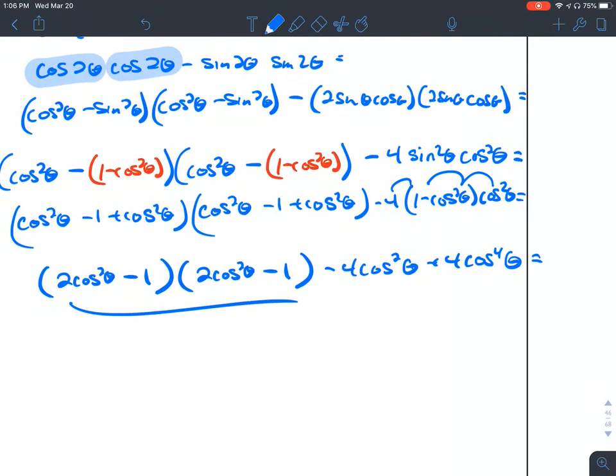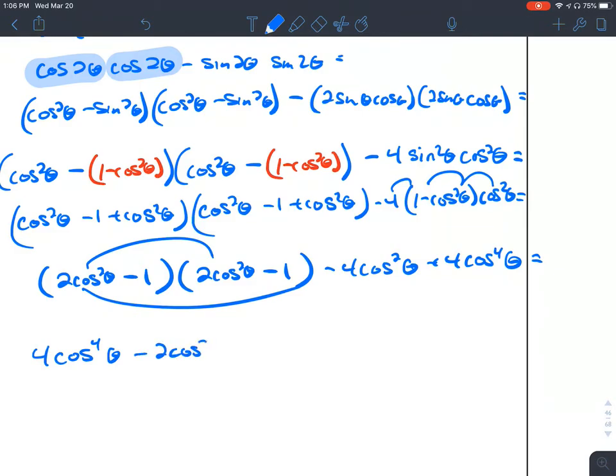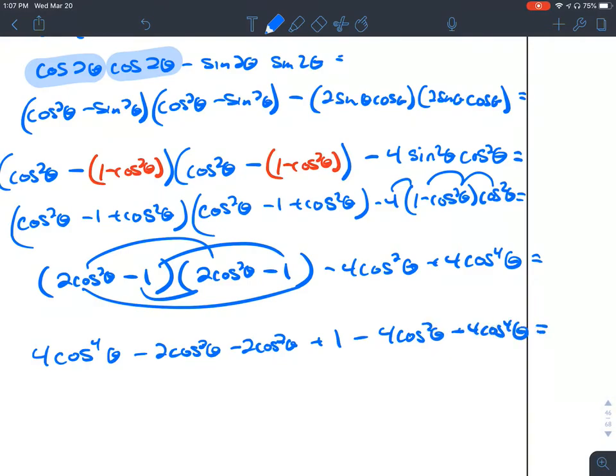Multiplying this out, we're going to do the FOIL method, box method, distributive property, whatever you kids are calling it these days. Multiplying this, I get 4 cosine to the 4th of theta. Multiplying here, I get minus 2 cosine squared of theta. Multiplying here, I get minus 2 cosine squared of theta. Multiplying here, I get plus 1. These are the same term, but they are inverses of each other, yes? Oh, no, they're not. One squared and one isn't. So minus 4 cosine squared of theta plus 4 cosine to the 4th of theta.